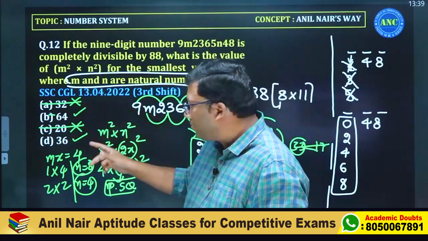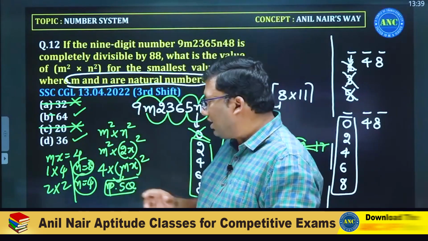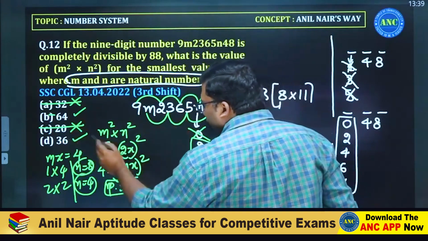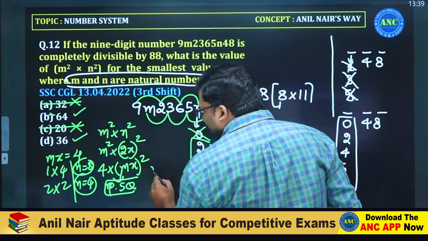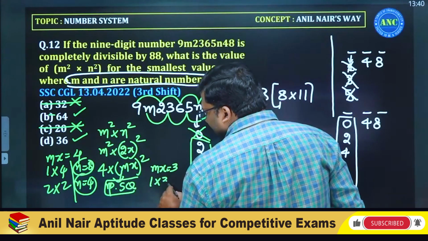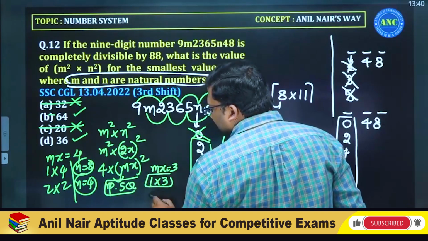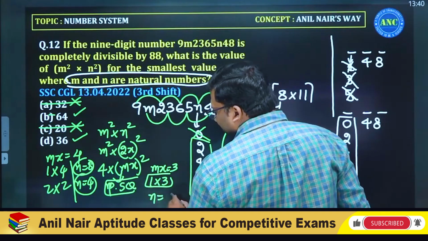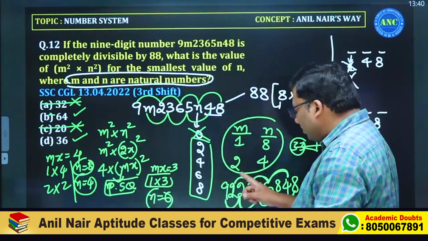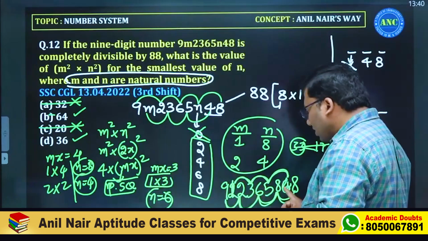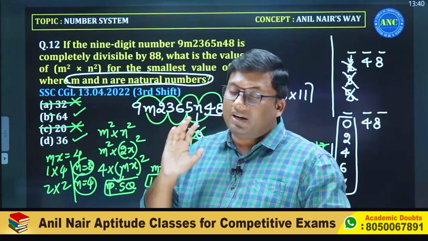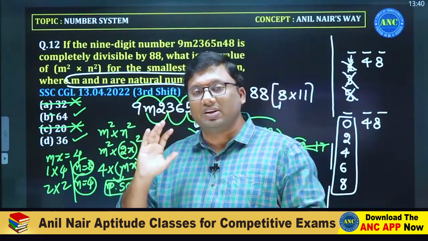Out of these two options, 4 into 9 is 36. I took mx equivalent to 4. If I am not getting that, 4 into 9, mx will be 3. If mx is 3, m will be 1, x will be 3. If x is 3, n will be 6. m is 1, n is 6. Check it out with m value 1, n value 6, whether it is working or not. Out of these two, one number will be divisible by 11 and that will be the answer.